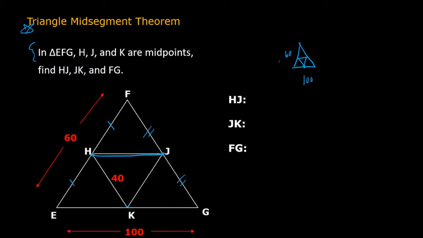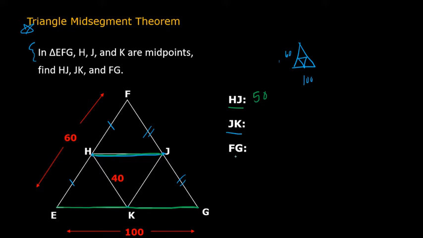So first they have asked for HJ. All right, so again, I said that HJ must be a midsegment based on the explanation I just gave. So that means it is parallel to line segment EG and also half of its length. So if EG measures 100, half of 100 is 50, so HJ must measure 50. Let's look at the next example.